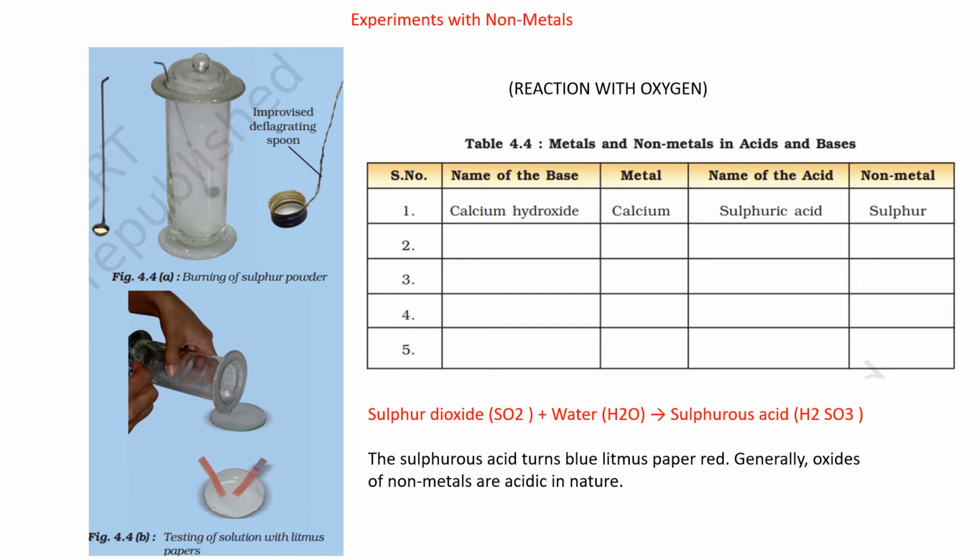So there is a table in front of you right now, table number 4.4. You can fill this in your book. For example, the name of the base is calcium hydroxide, so the metal which is in it is calcium. And if you talk about sulfuric acid, the non-metal present in this acid is sulfur. Similarly, you can find the names of the acids and bases in your chemistry book, write them here, and make out which metal or non-metal the acid and base is talking about. This is how you can fill this table.